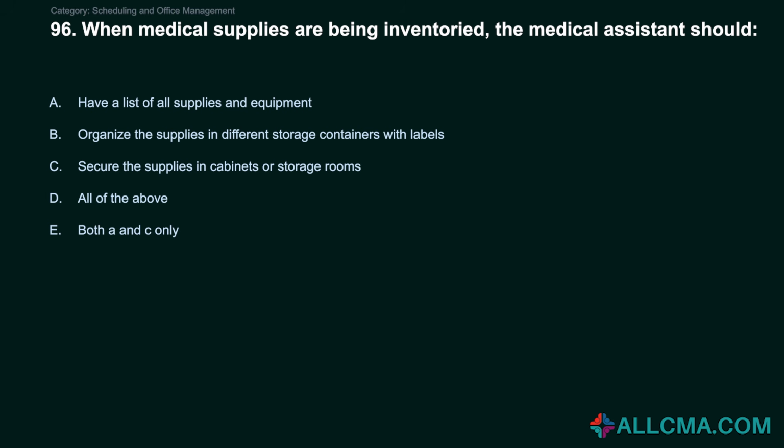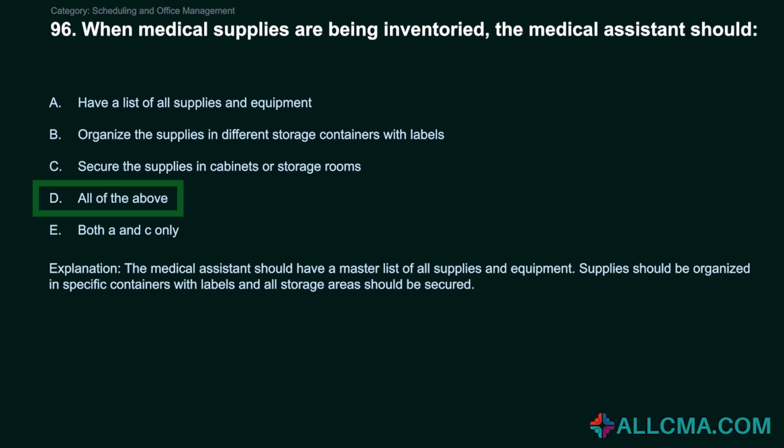96. When medical supplies are being inventoried, the medical assistant should A. Have a list of all supplies and equipment. B. Organize the supplies in different storage containers with labels. C. Secure the supplies in cabinets or storage rooms. D. All of the above. E. Both A and C only. Correct answer: D. All of the above. The medical assistant should have a master list of all supplies and equipment. Supplies should be organized in specific containers with labels and all storage areas should be secured.